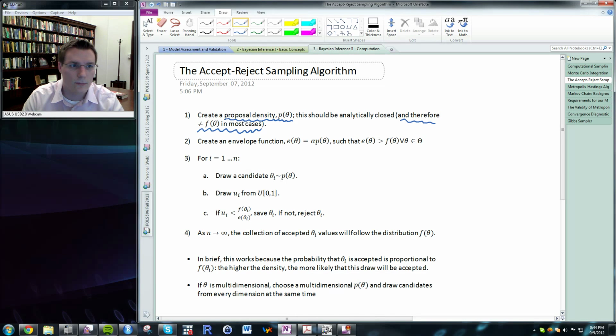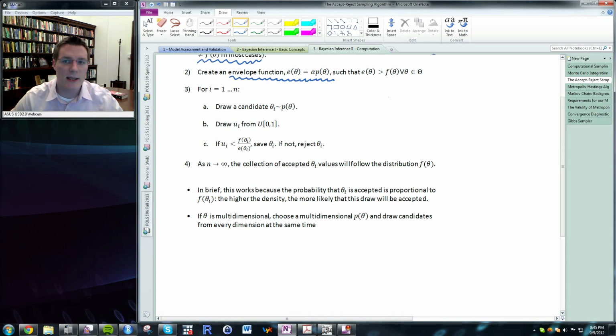So, right. Now what we're going to do is take this proposal density, p of theta, and create what's called an envelope function, which is just alpha, a constant greater than 1, times p of theta. So just to make a note of this, alpha is usually at least this big or bigger than 1, such that the envelope function is always bigger than the target density at every point theta.